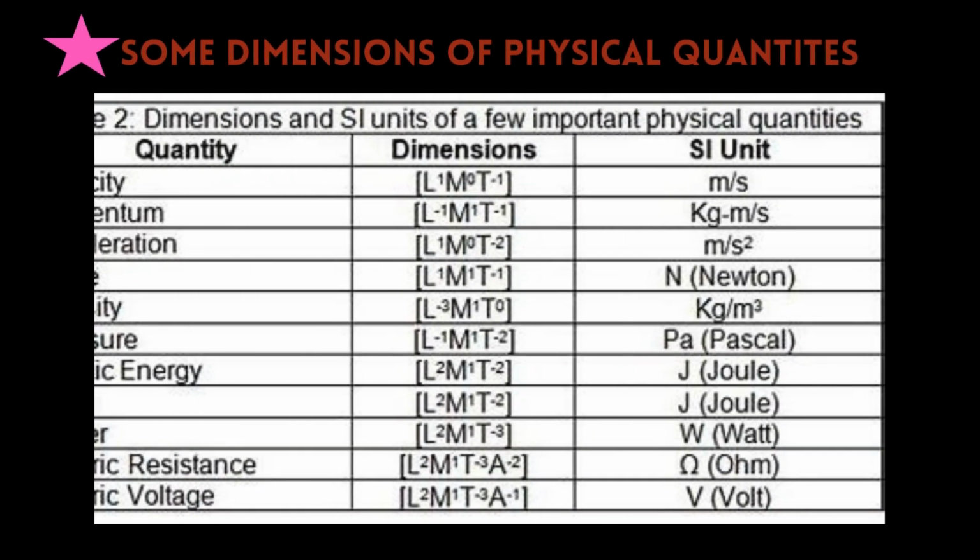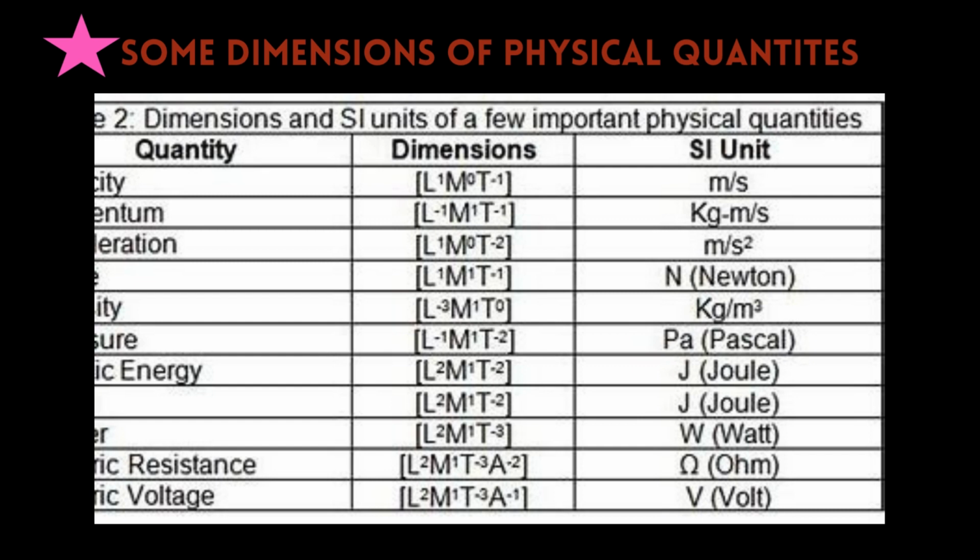If we check the dimensions of some physical quantities, for example velocity, the dimension of velocity is L power 1, M power 0 and T power minus 1. The SI unit of velocity is meters per second. So how to find out the dimension of velocity? Students, to find out the dimensions, we should know the formula and SI unit of the quantity.